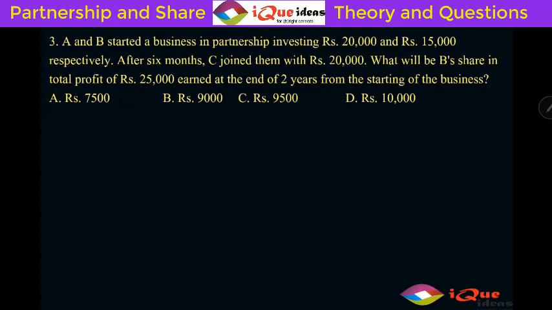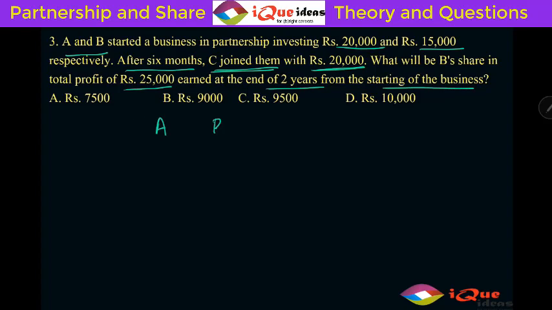Now let's take up the next question, the third question. It says A and B started a business in partnership investing rupees 20,000 and 15,000 respectively. After 6 months, C joined them with rupees 20,000. What will be B's share in total profit of rupees 25,000 earned at the end of 2 years from the starting of the business? So the total duration is of 2 years. Let's put it carefully.